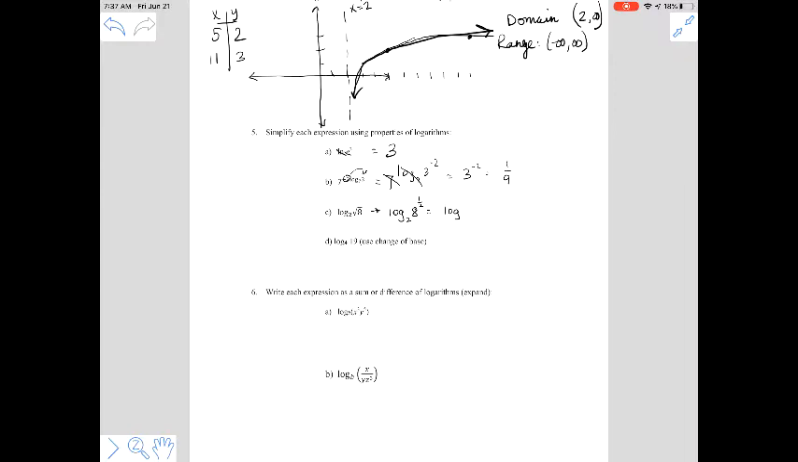And then I'm going to change 8 to 2 to the 3rd power. And then if you have a power raised to a power here, remember powers multiply. So then we could write this as log base 2 of 2 to the 3/2. Now the log base 2 and the 2 cancel, leaving 3/2.